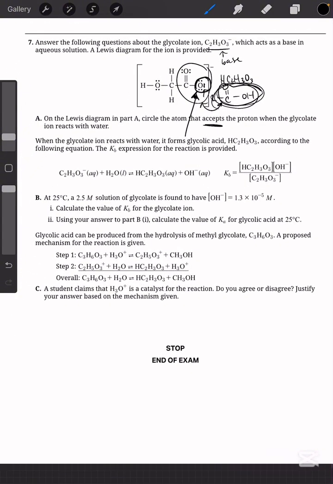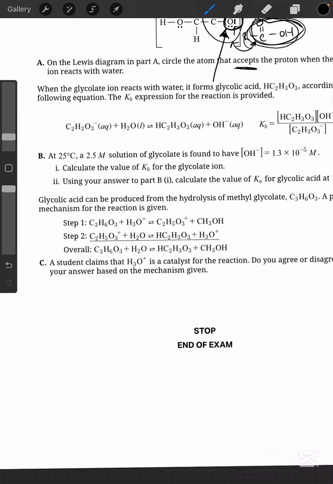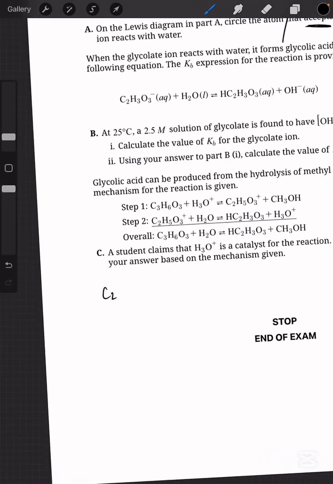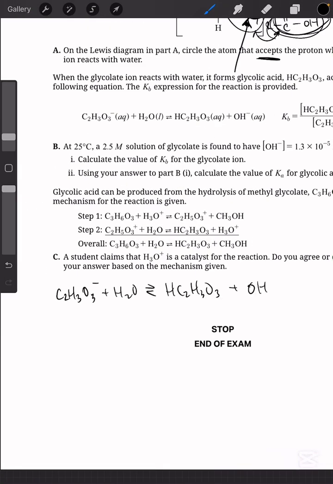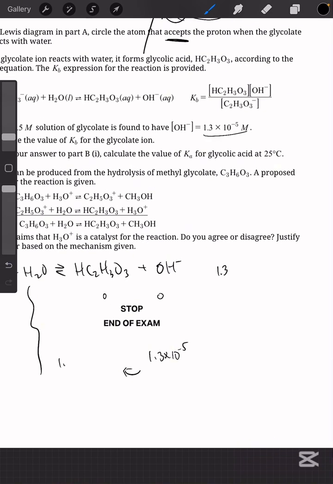At 25 degrees Celsius, a 2.5 molar solution is found to have an OH concentration. To calculate the value of Kb. Okay, so what I did here was, I sped this up, but I just did a quick ICE table. Since they give you both the final and initial, it's pretty straightforward.